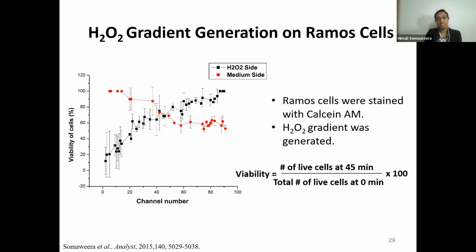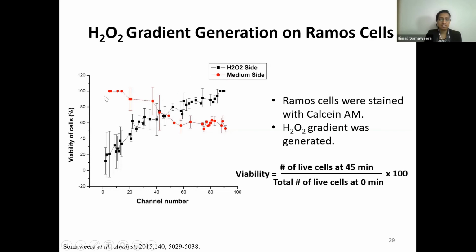So for testing the application part of this chip design gradient generator, I used the Ramos cells stained with calcein AM and used the H2O2 gradient. And then you can see it has some errors because these are cells, and cells behave really differently from each other. So there are some errors applied. But the gradient works well because with the H2O2 gradient, there's a concentration decreasing and the viability.